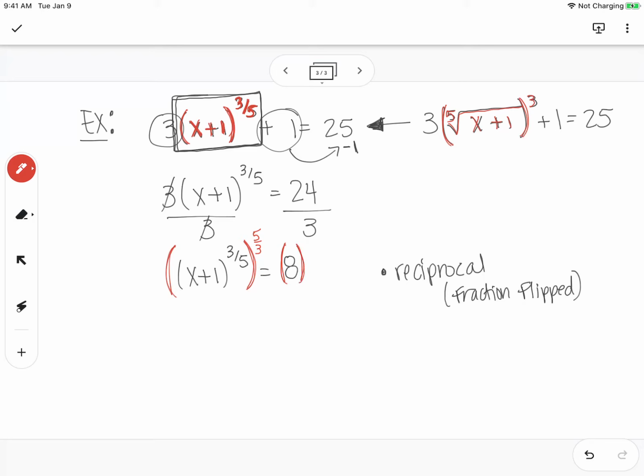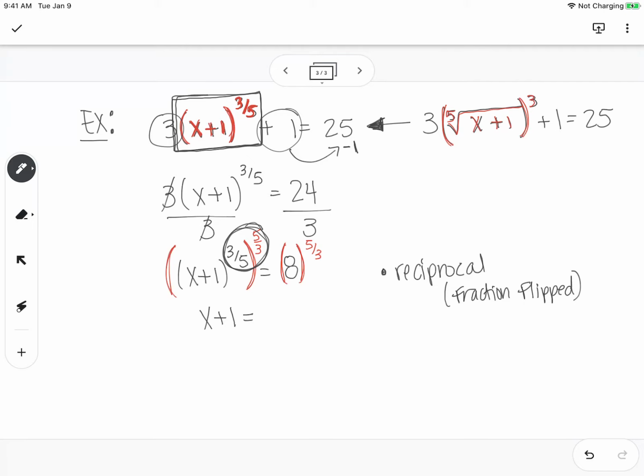And what you do to one side, you have to remember to do to the other side. So we are going to raise both sides to the reciprocal. And when we do that, the fraction here will cancel, because the 5's will cancel, the 3's will cancel. 3/5 times 5/3 is 1. So that leaves my x plus 1 equals. Now this is where a calculator will come in handy.